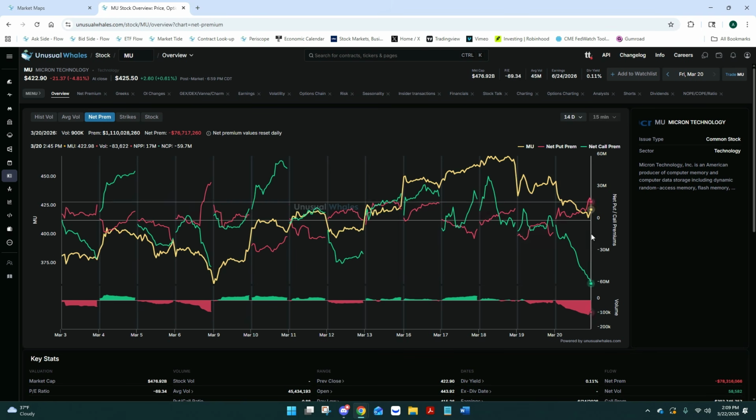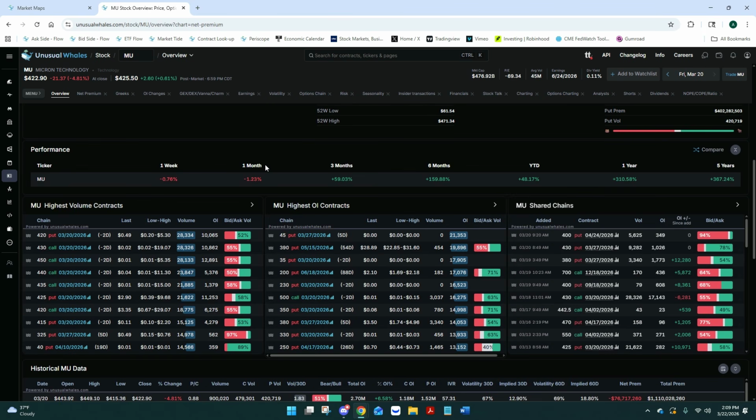So MU, big drop in net call premium. You also have a big drop back there on March 12th. Let's look at our highest open interest contracts. We have a lot of action on that 327.45 put. Nothing really viable there, it looks like.